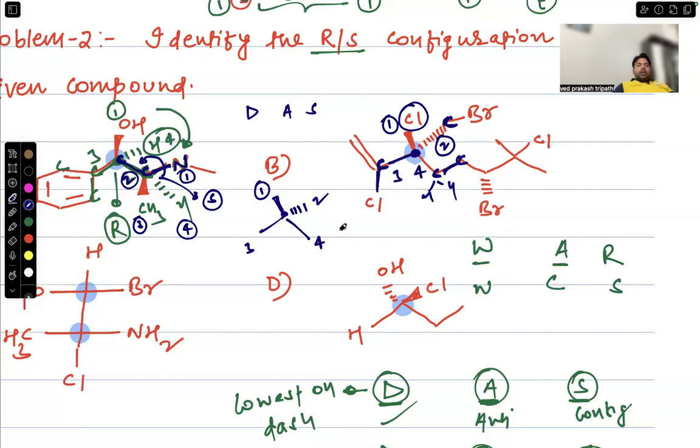Very good. Now we have the rule for wedge and dash only. It means when the lowest is on either a wedge or a dash. We don't have a rule when the lowest is on a plain bond. So this 4th priority is in the same plane, neither wedge nor dash. So do you know the rules for this? Please tell me everyone. Do you have any idea what I should do? If you have any idea, just let me know.